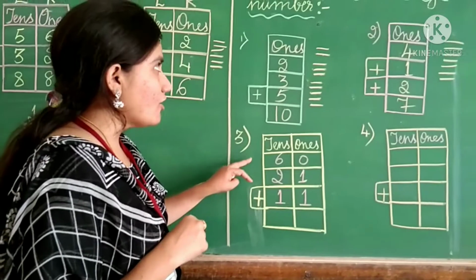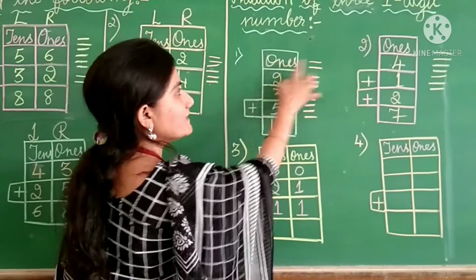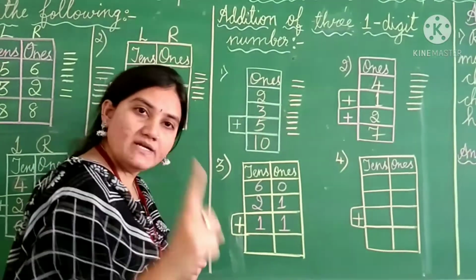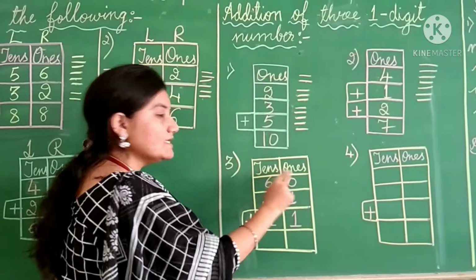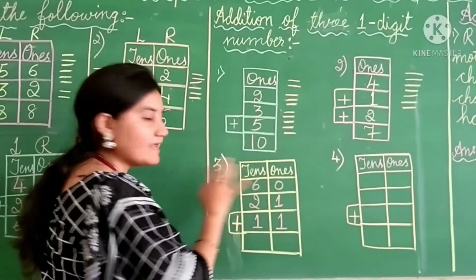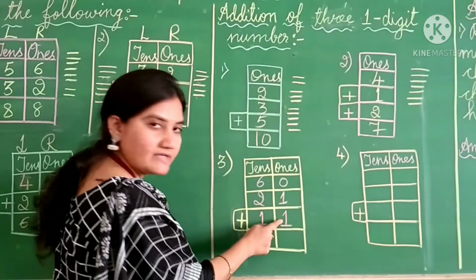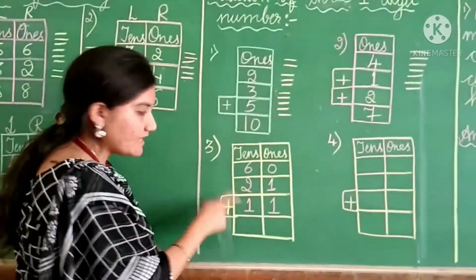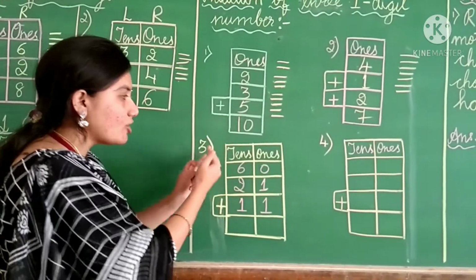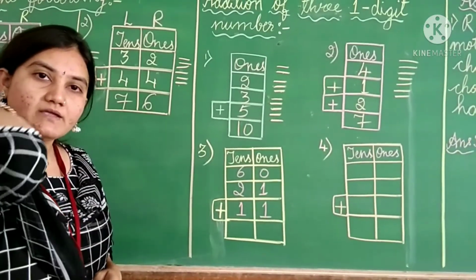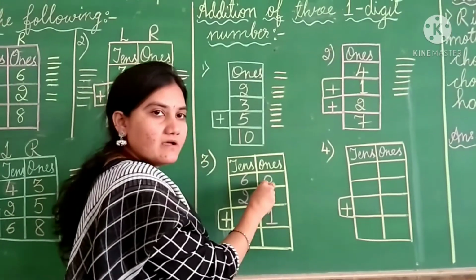Now see the third one here. Addition of 3 two-digit numbers. Earlier there were only 1-digit numbers, only ones. But here it is addition of 3 two-digit numbers. So here ones and tens, but the numbers are 3 here. See, 0 plus 1 plus 1, 6 plus 2 plus 1. So from where should I start now? From ones or tens, children? Yes, from ones.